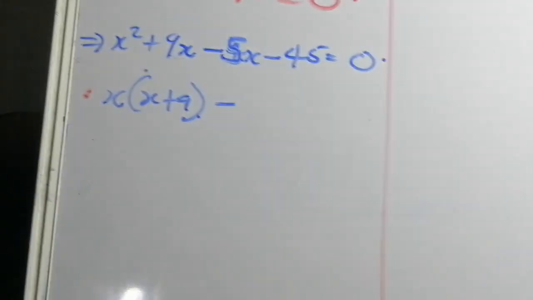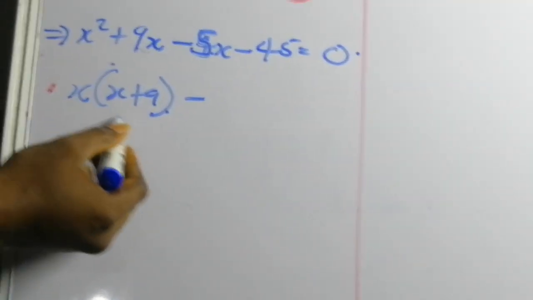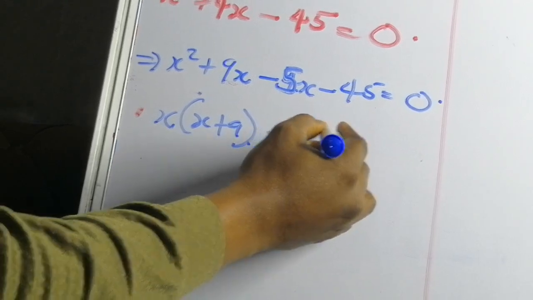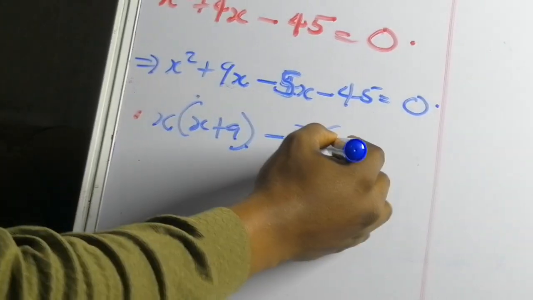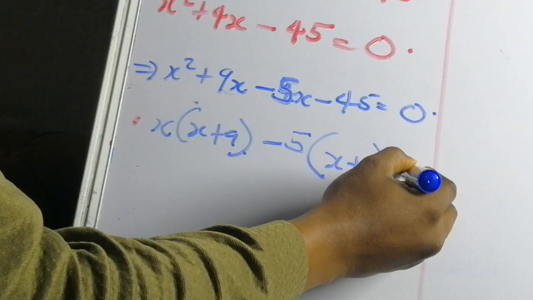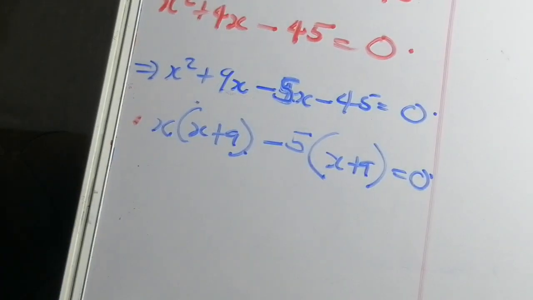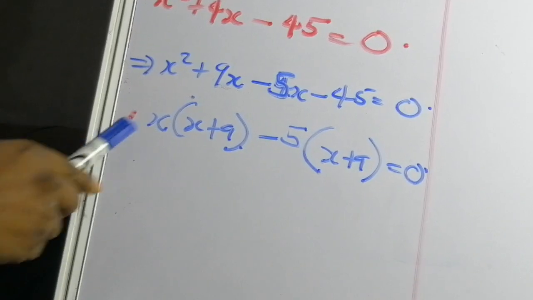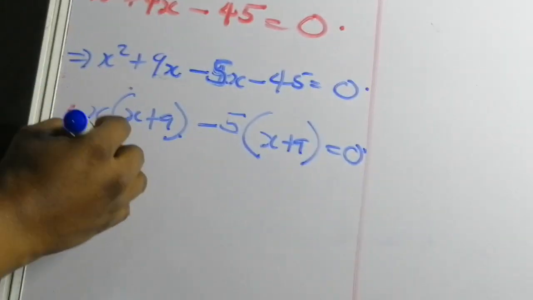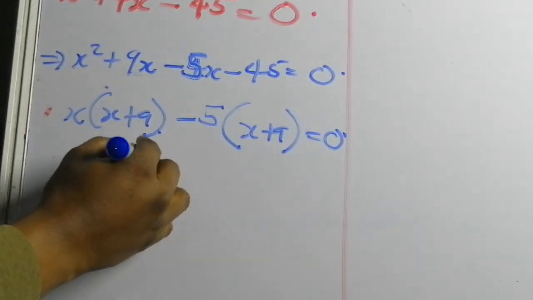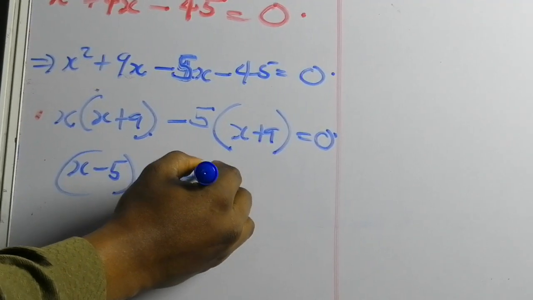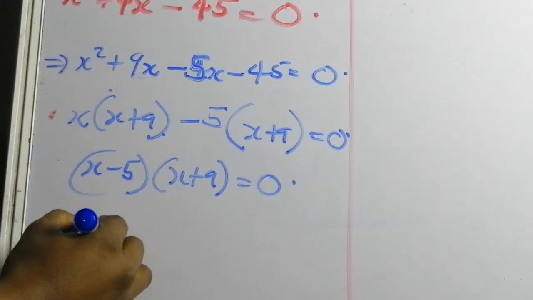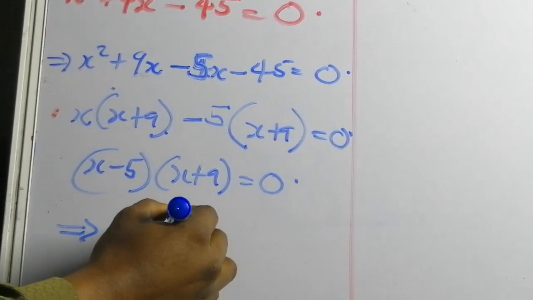Don't forget, in factorization, I've mentioned it: what you write here must be what you write at the other side. So this is minus what? 5 will come out, which is the same thing as x plus 9 equals 0. Don't forget that this is x plus 9. x plus 9, you pick 1. x minus 5, you take 1. That's x minus 5, that's x plus 9 equals what? 0.